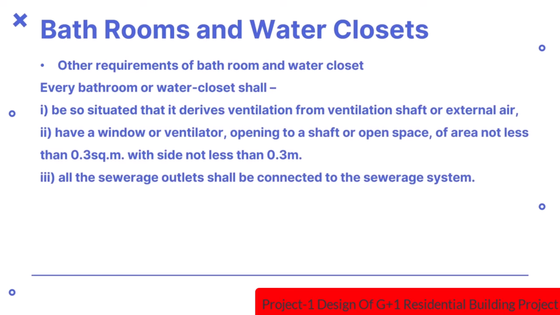Other requirements of bathroom and water closet. Every bathroom or water closet shall be so situated that it derives ventilation from ventilation shaft or external air. It shall have a window or ventilator opening to a shaft or open space of area not less than 0.3 square meter with side not less than 0.3 meter. All the sewerage outlets shall be connected to the sewerage system.